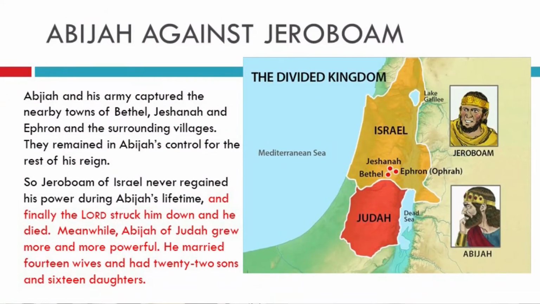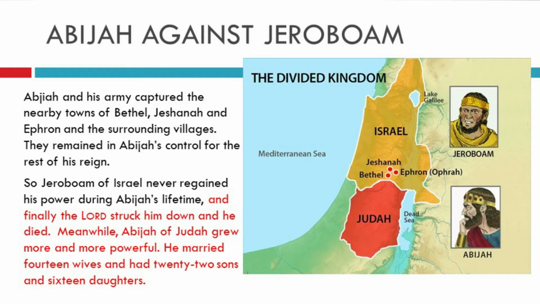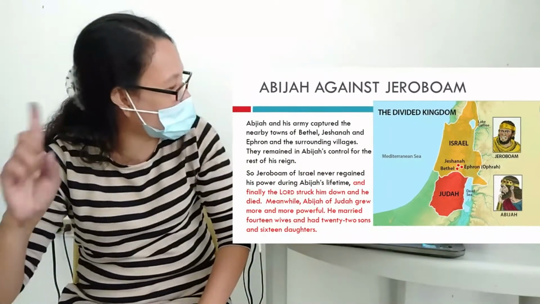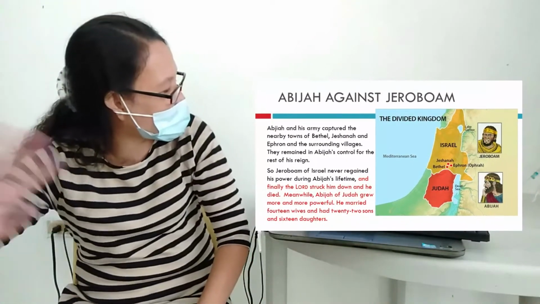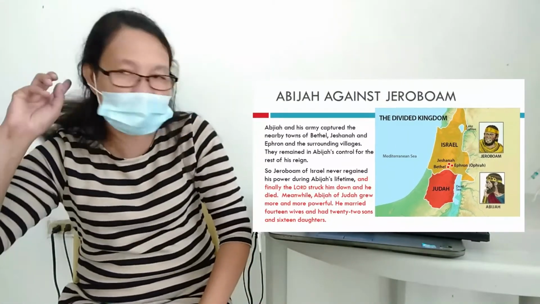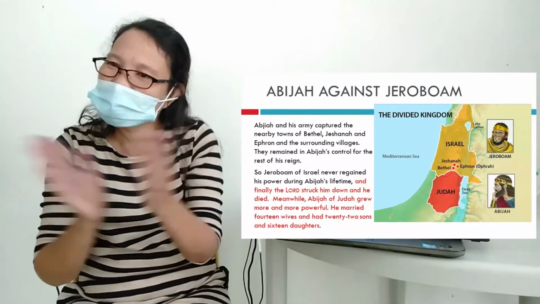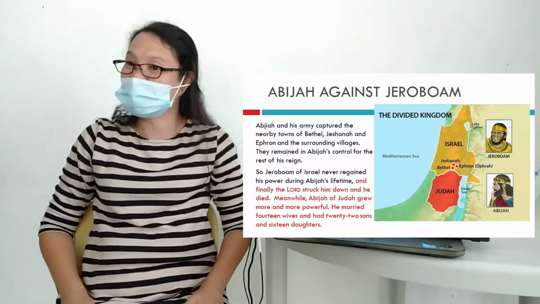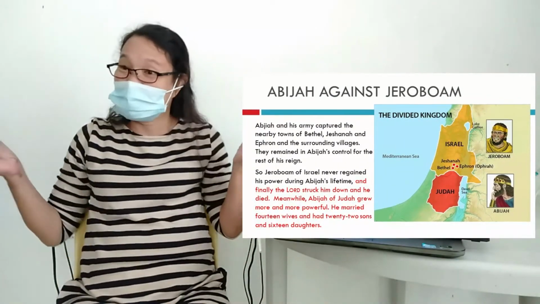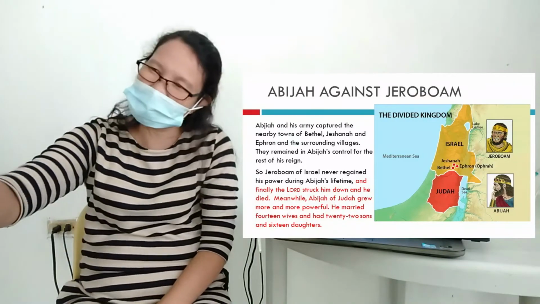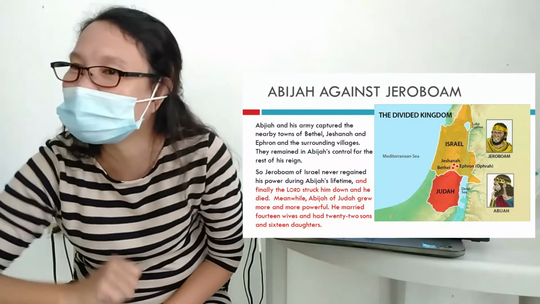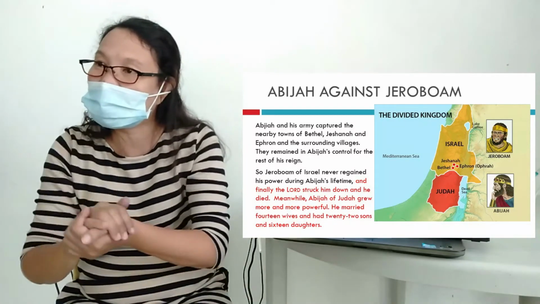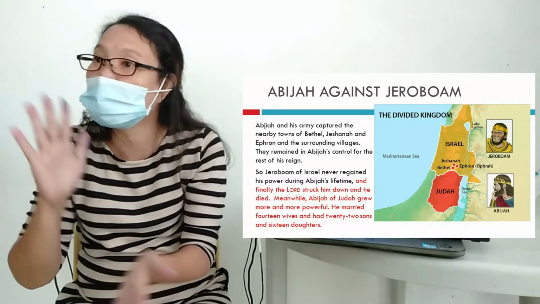from God. Oh! And Abijah and his army captured nearby the towns of Bethel. So, nakapture na nila. So, Jeroboam of Israel never gained his power during Abijah's lifetime. And finally, the Lord struck him down and he died. Namatay si Jeroboam. The Lord, look at this. The Lord struck him down. Wow. So namatay si Jeroboam.